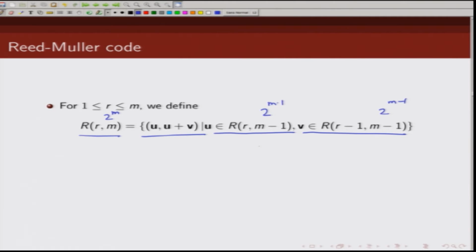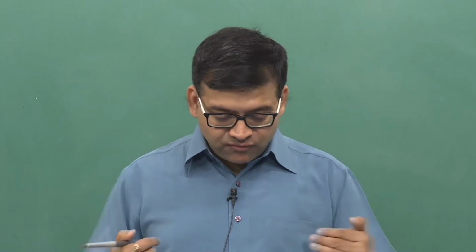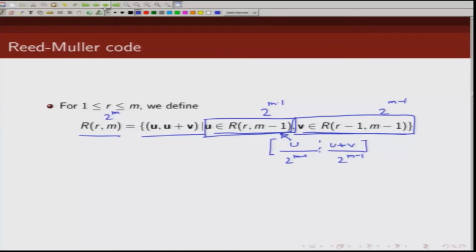So, if this is one code of length 2^(m-1) and this is another code of length 2^(m-1). This is your code u, which is order r, and this is u plus v, where u is given by this and v is given by this. So, in other words, you can construct Reed-Muller code recursively from smaller order and smaller length code.